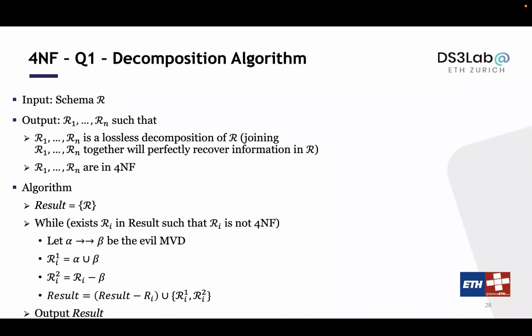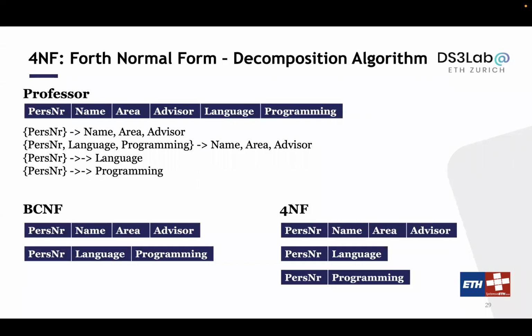And it's going to be a lossless decomposition because you can prove by induction. Every single time I decompose it, it's lossless, right? So then I can just prove the whole thing is lossless by doing induction. So this is the decomposition algorithm. And it's actually pretty natural if you think about it. What's interesting is you can put BCNF and fourth normal form essentially side by side, okay?